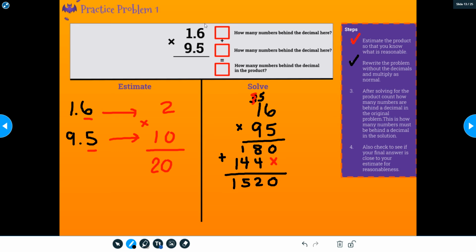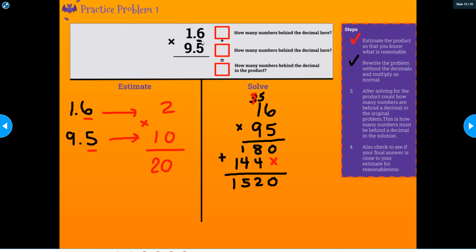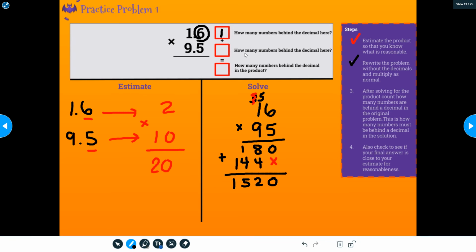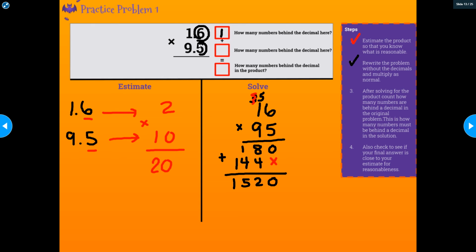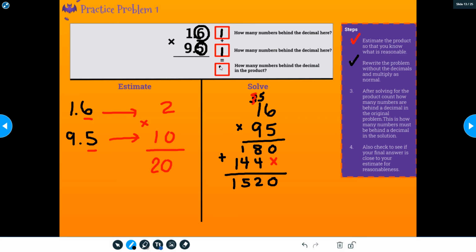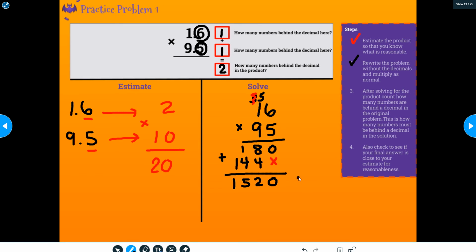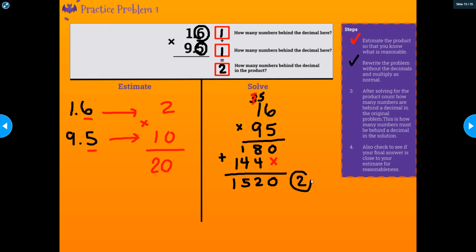So let's do that. In the original problem, how many numbers are behind the decimal in 1.6? Well, I see the decimal here, and I see that I have the number 6 here. That's one number behind the decimal. And then I have 9.5. Again, one number behind the decimal. All together, 1 plus 1 is 2. So that means in my final answer, I must have 2 numbers behind the decimal.